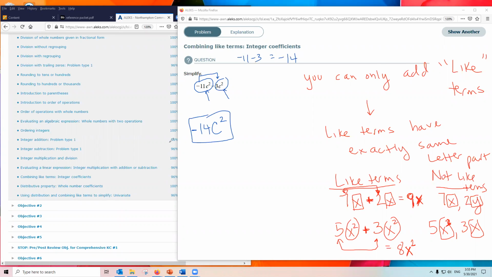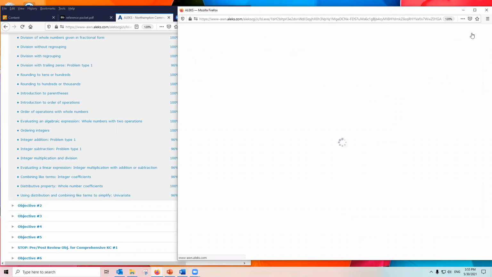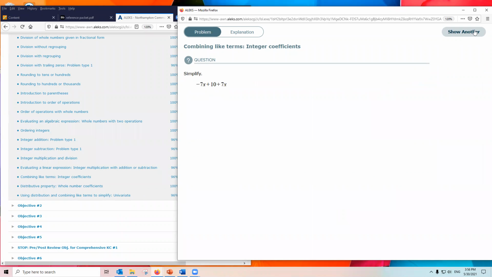All right, let me do another example maybe. All right, let's take a look here. All right, well, let me look at the like terms. Remember, like terms have to have the same letter part.